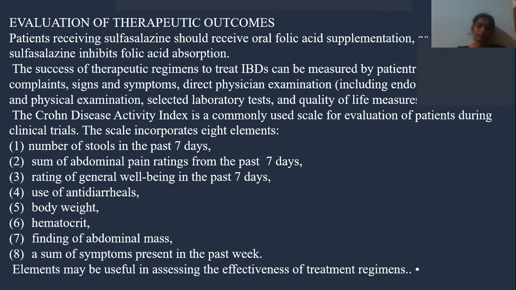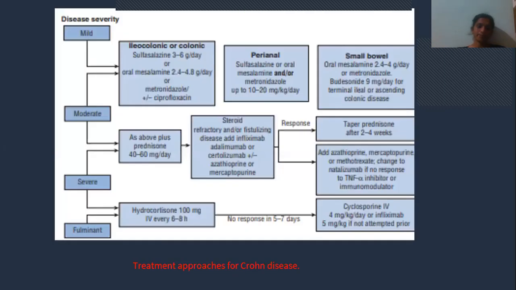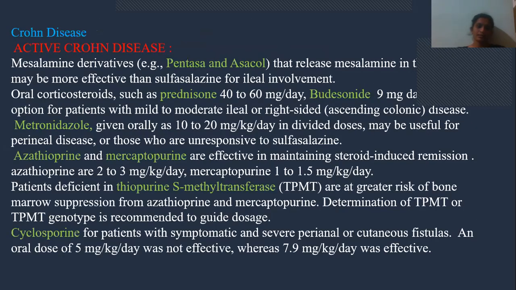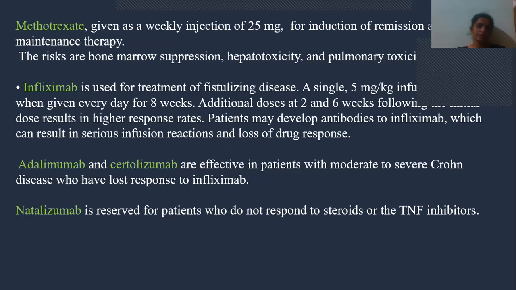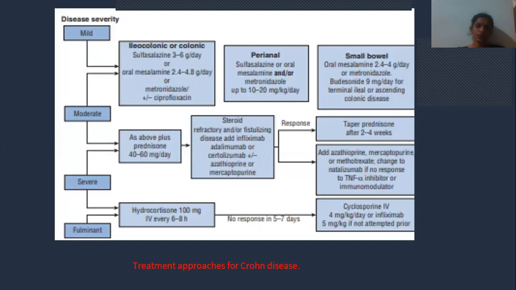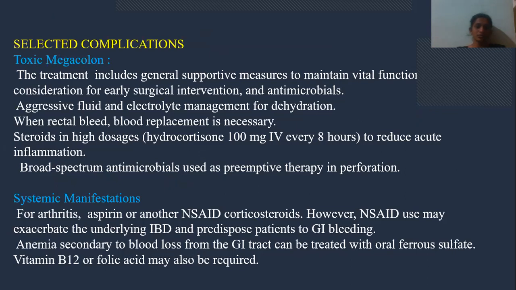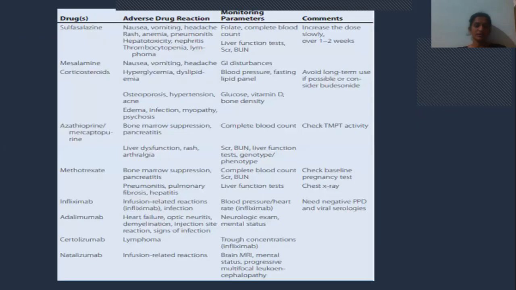So as in active Crohn's disease: mesalamine, immunosuppressants, and then corticosteroids, and what were the drugs and what were the doses that we have to see. So how do we treat complications? In complications, along with all these aminosalicylates and steroids, we'll be adding antibiotics and also immunosuppressive agents.